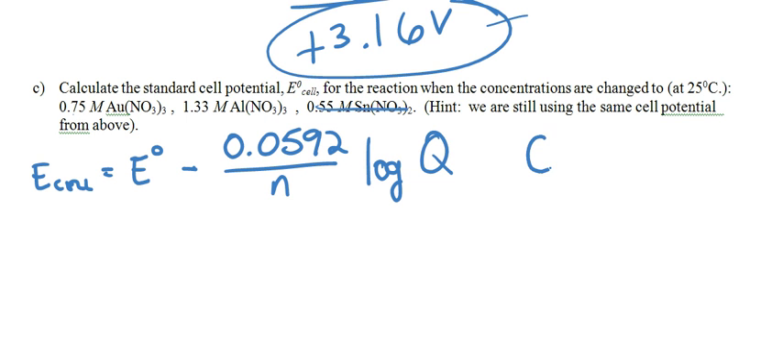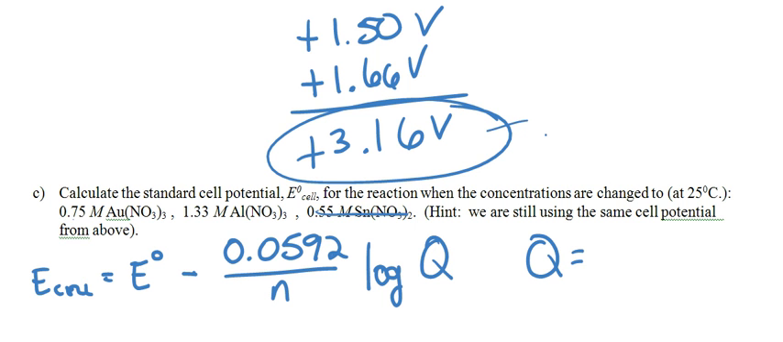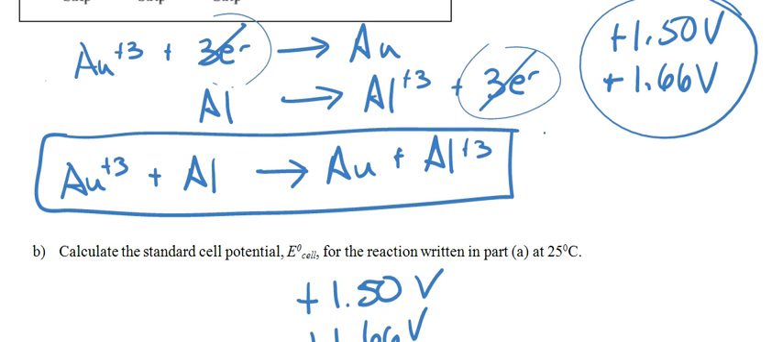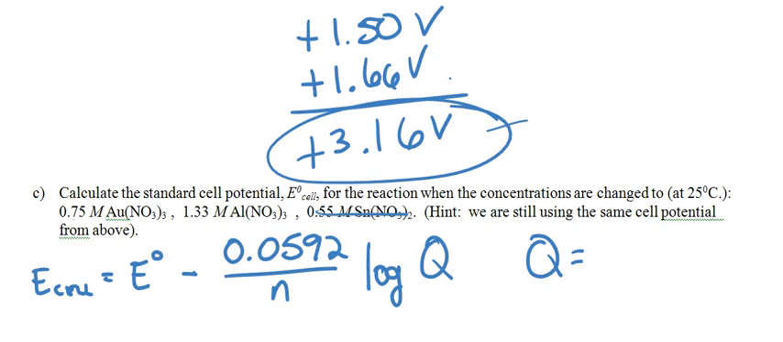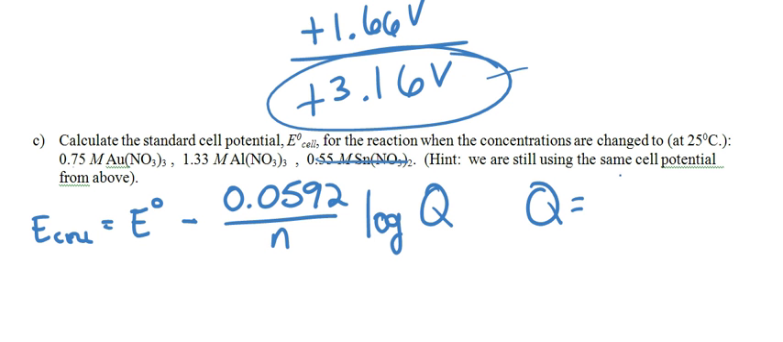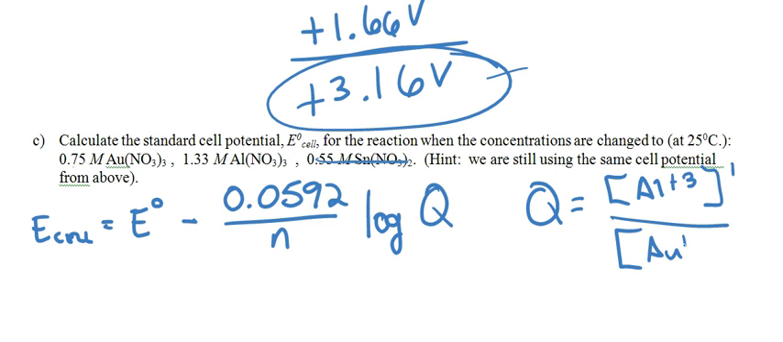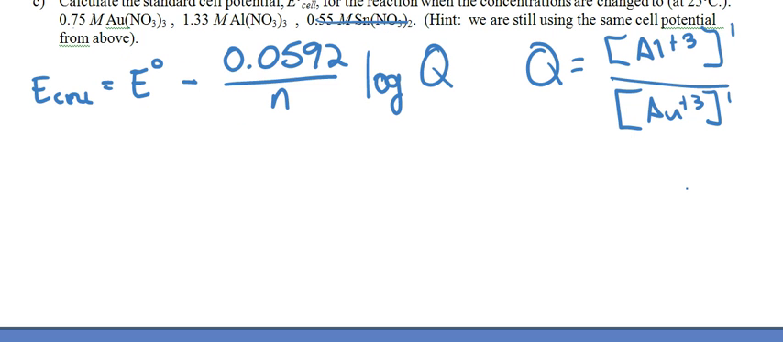Now Q for this problem, again, we only include the aqueous solutions, or the aqueous ions here. We don't ever include solids in our Q. So we've got gold ions, I'm sorry, and aluminum ions. So again, don't forget Q is products over reactants. So we're going to have aluminum ions, and unfortunately it's to the first, and gold ions also to the first. Now that we have that information, we can plug everything in and solve.